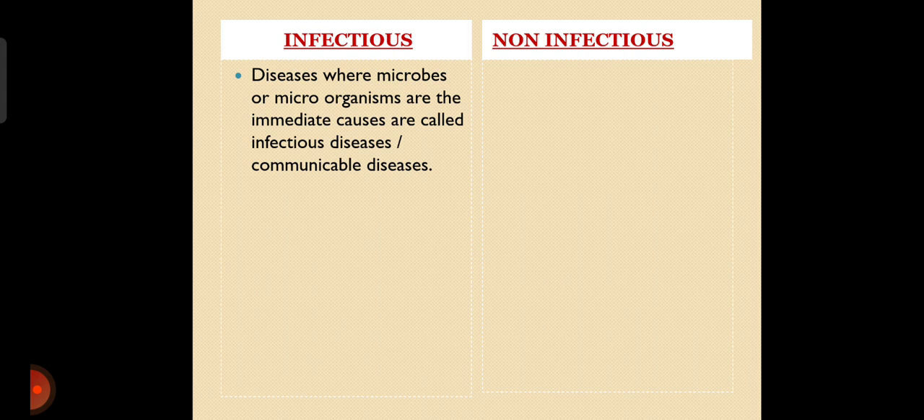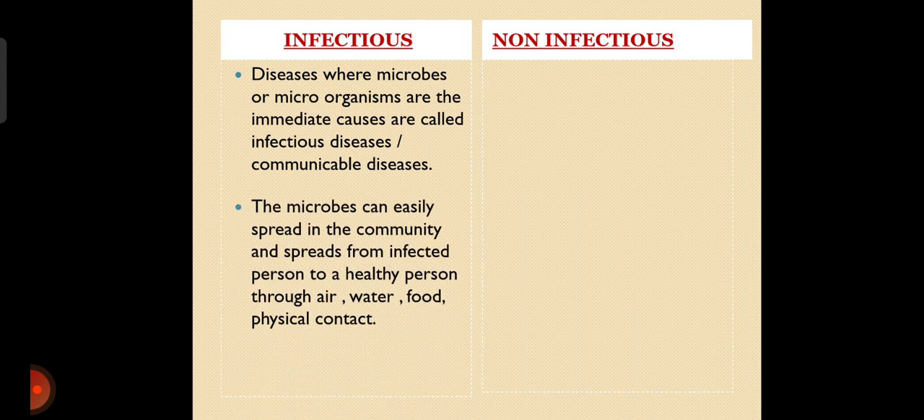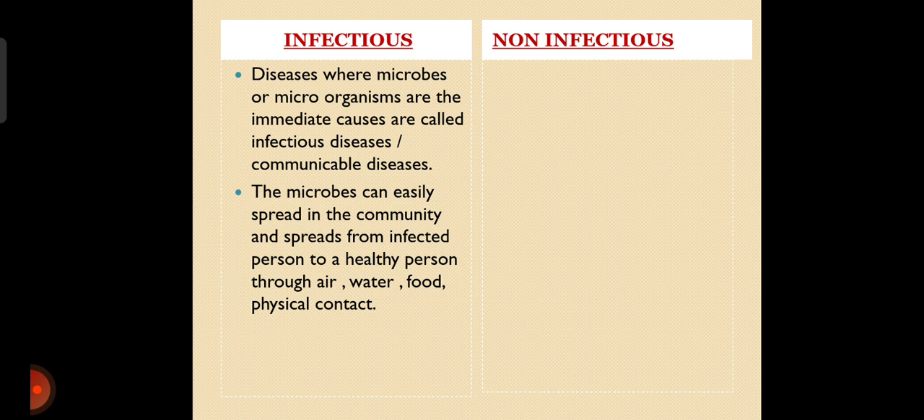Diseases where microbes or microorganisms are the immediate cause are called infectious diseases. They are also called communicable diseases. The microbes can easily spread in the community and spread from one infected person to another healthy person through air, water, food, or even through physical contact. Examples are common cold, chickenpox, measles, COVID 19, etc.